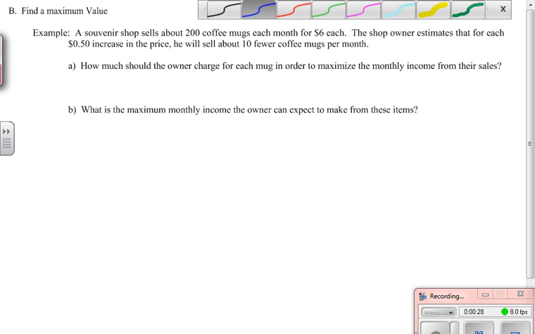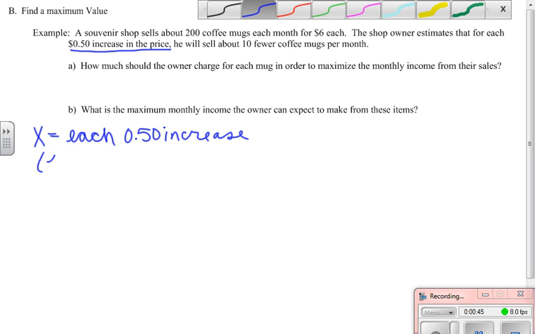Our 50-cent increase is going to be our independent variable. So we're going to say x is equal to each 50-cent increase. Now, what does that mean? For example, x equals 2 means two 50-cent increases, or a $1 increase. So that's what we're talking about.